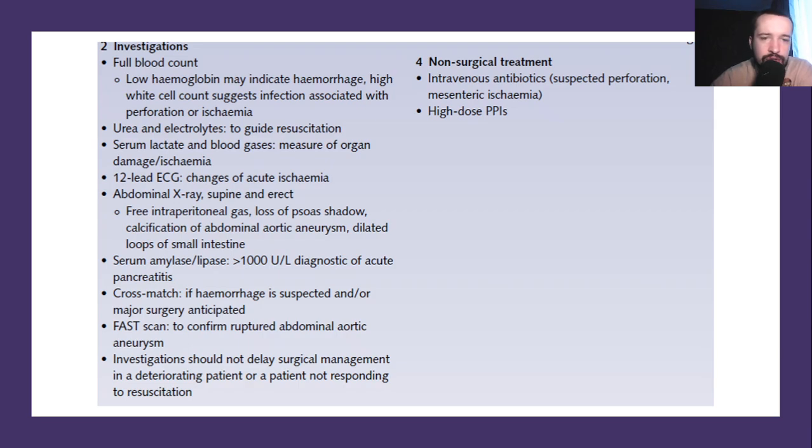Cross-match if hemorrhage is suspected and/or major surgery anticipated. FAST scan to confirm ruptured abdominal aortic aneurysm, for example, or bleeding inside the abdomen. Investigation should not delay surgical management in a ruined patient or a patient not responding to resuscitation. And there you see the non-surgical treatment: intravenous antibiotics, high-dose PPIs.